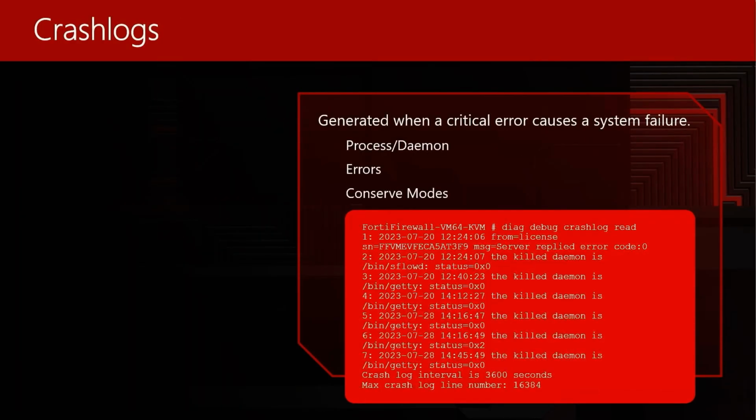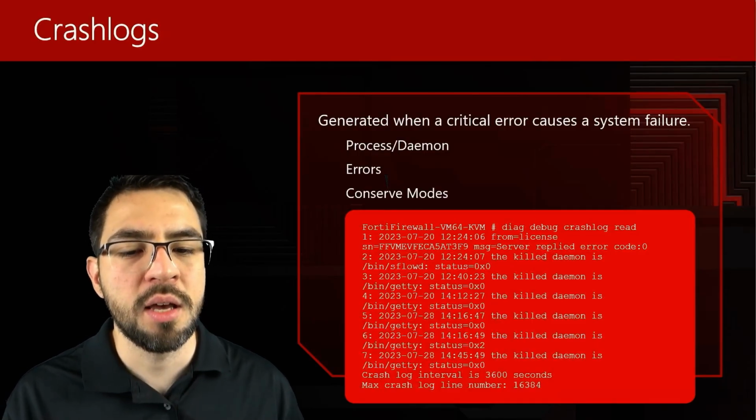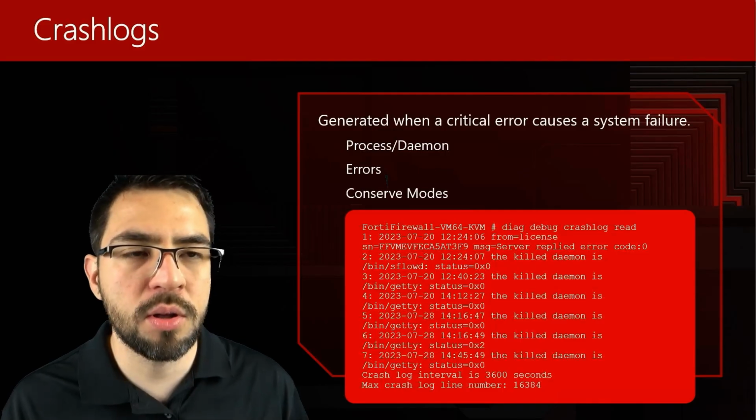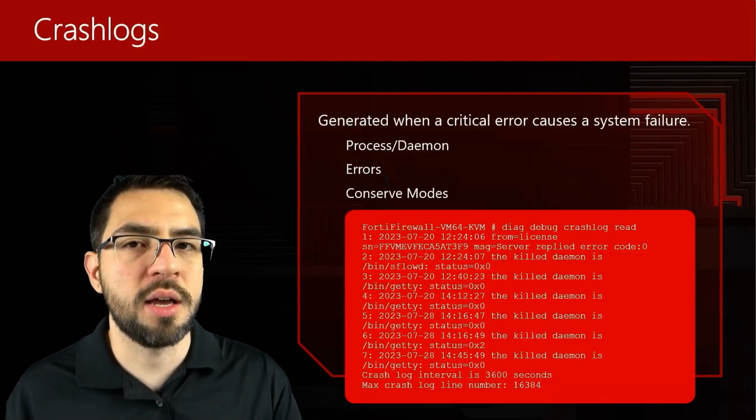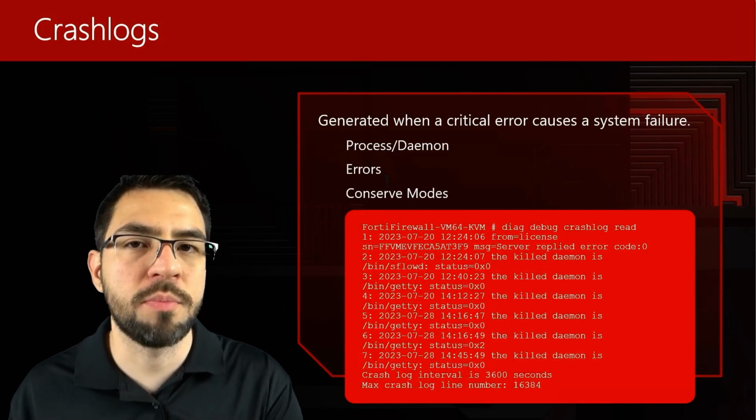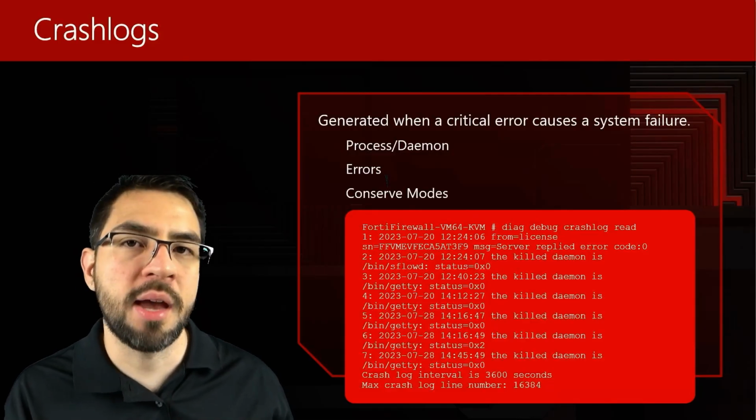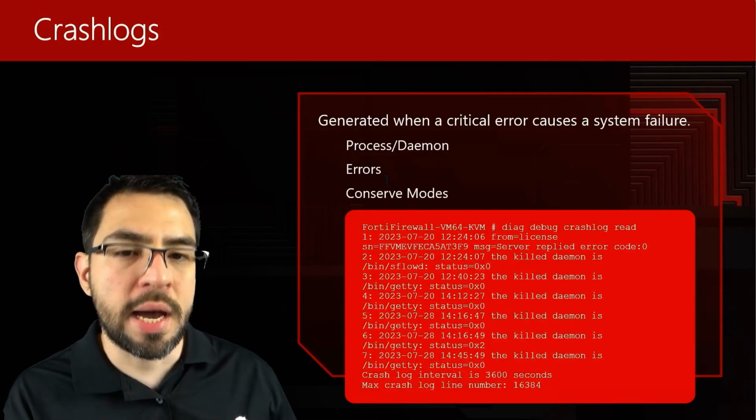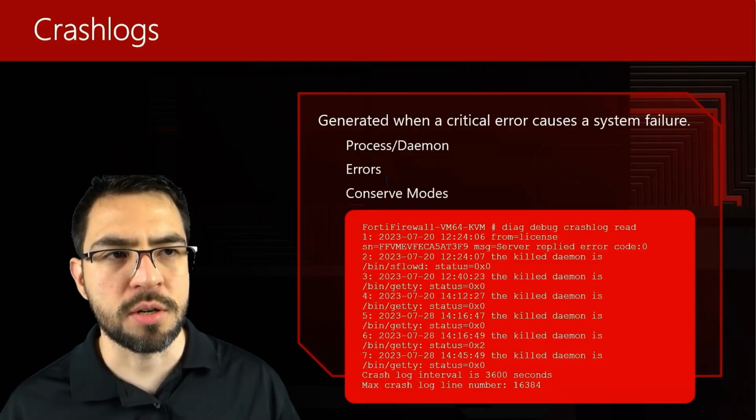The crash logs are also a good place to look for clues of what happened with our memory and the operation of our firewall. In general, we could track events like the conserve mode, but we can also get clues when maybe the IPS engine had a crash, try to understand what triggered that and how we can alleviate that in the future.